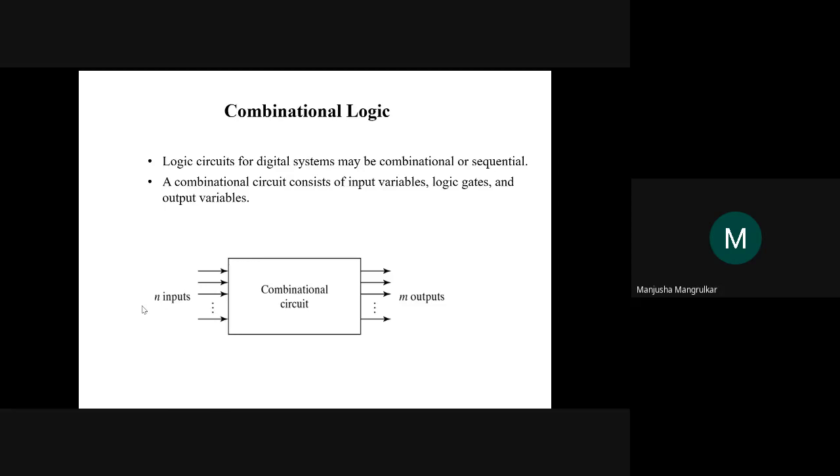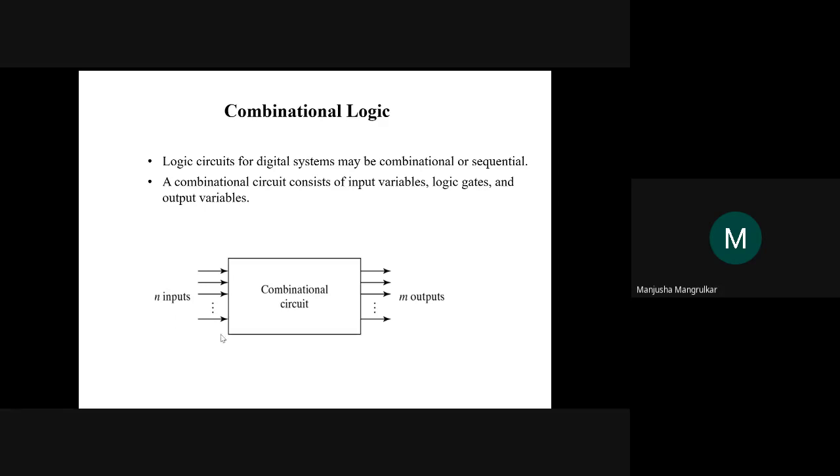Now, what is the combinational circuit? It is a logic circuit for digital systems, which may be combinational or sequential, right? Combinational means it takes inputs, and on the basis of the information of the input, it processes the input signals and gives the output. No previous state is added in the combinational circuit, right? A combinational circuit consists of input variables, logic gates, and output variables.